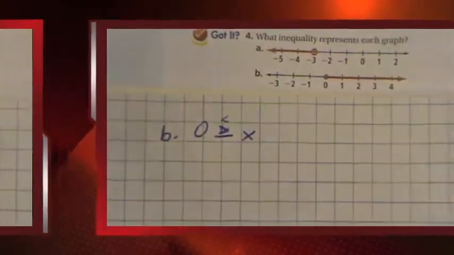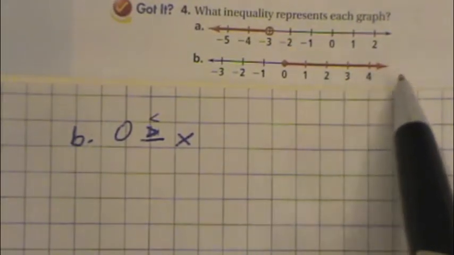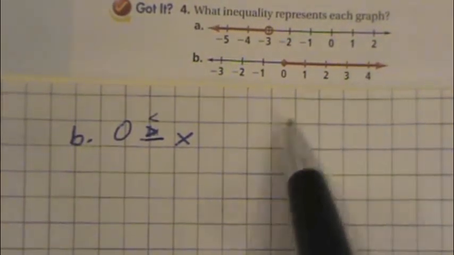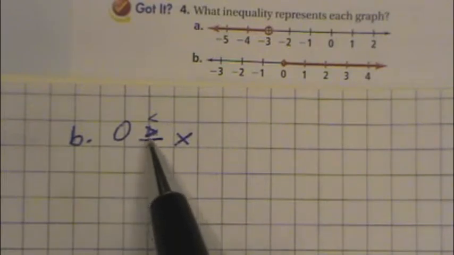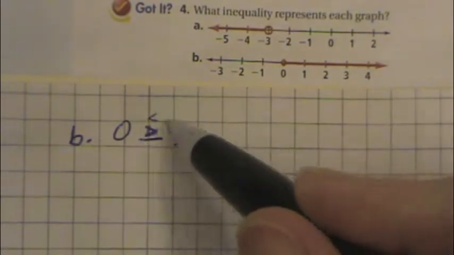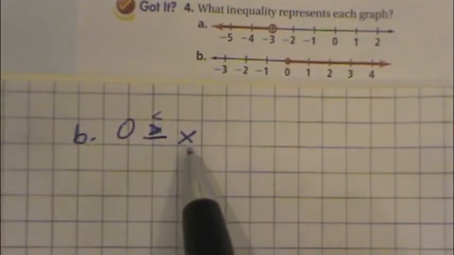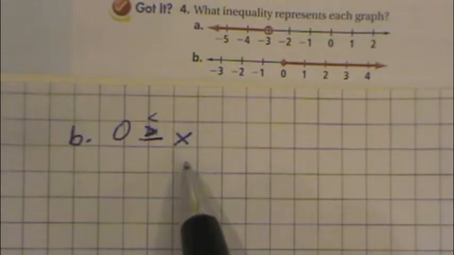And for letter B, our graph includes the number 0 and moves off to the right. So our inequality is going to be 0 is less than or equal to x. You can see there I actually wrote the wrong thing and kind of crossed it out. 0 is less than or equal to x, or x is greater than or equal to 0 is also correct.